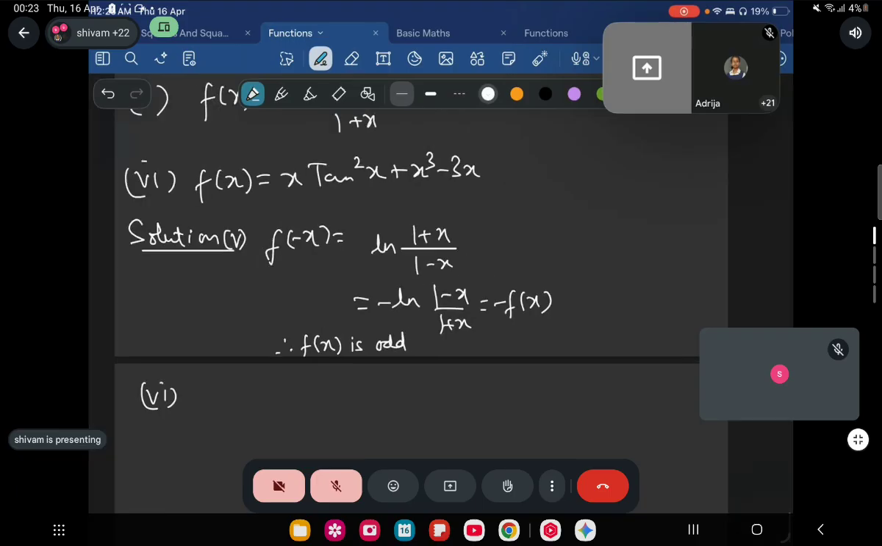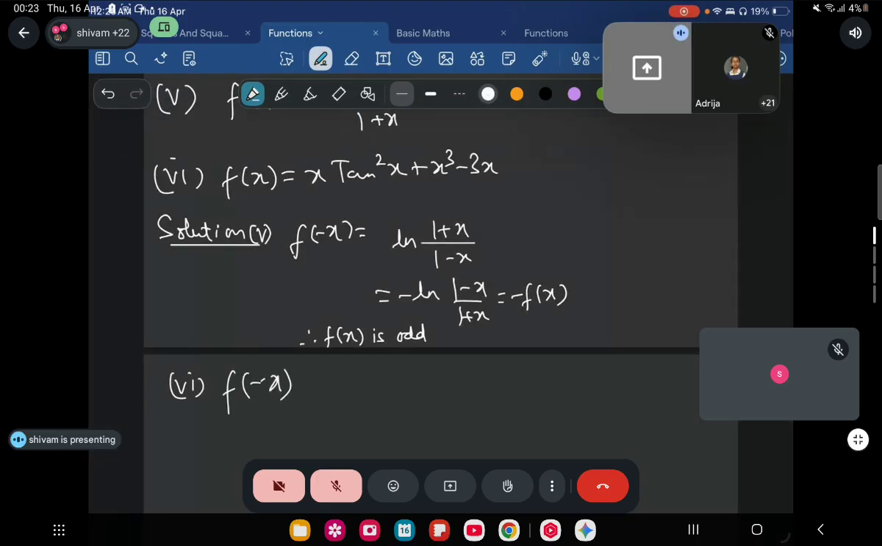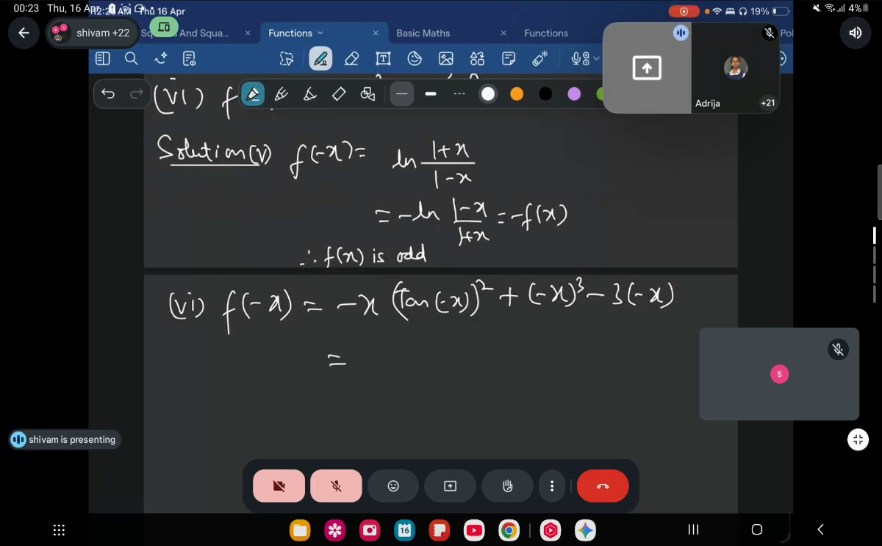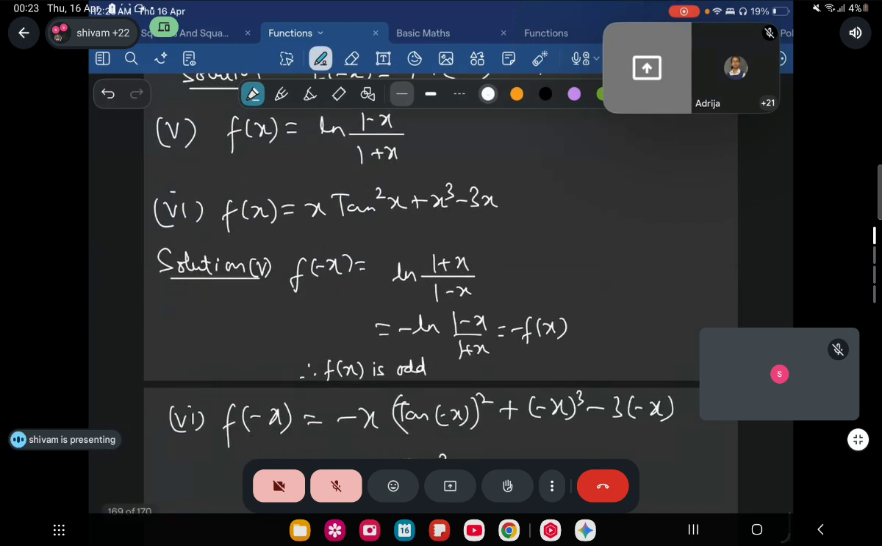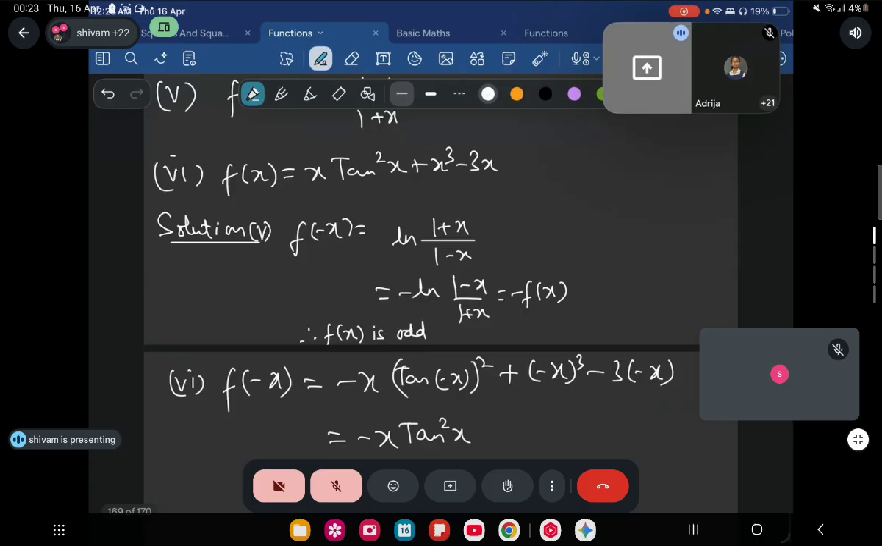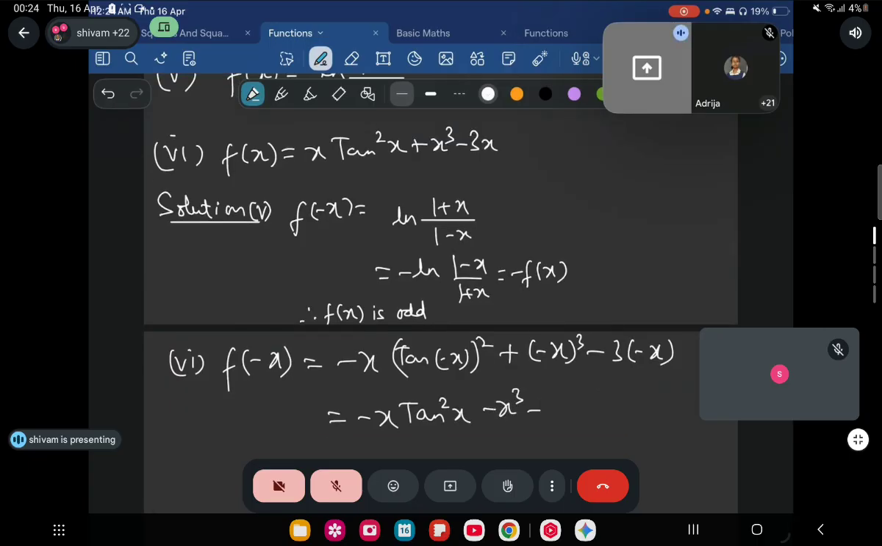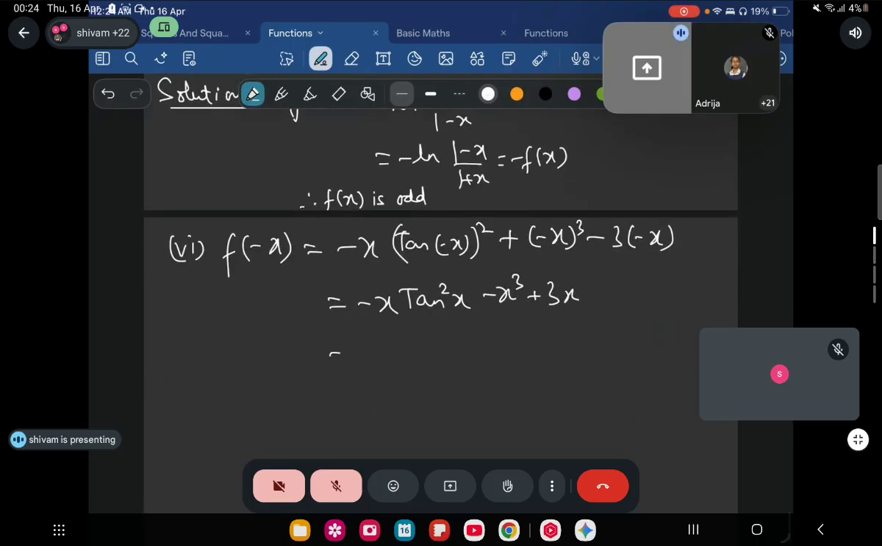Part 6. What is f of minus x? f of minus x will be equal to minus x into tan of minus x whole square, plus minus x whole cube, minus 3 into minus x. This will give us minus x tan square x. Everyone, tan of minus x is minus tan x. So minus x tan square x minus x cube plus 3x, which is nothing but minus of f of x. Therefore, f is odd.